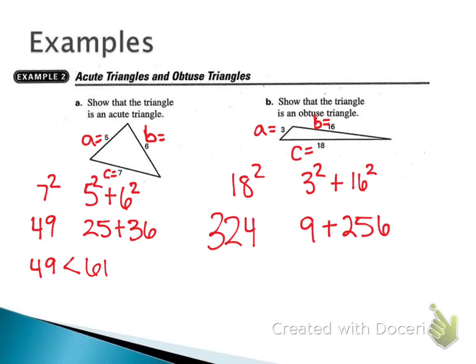is 256. If I take 9 plus 256, what do I get? 265. How do these compare? 324 is greater than 265. And if C squared is greater than the sum of A squared plus B squared, we know it's obtuse.